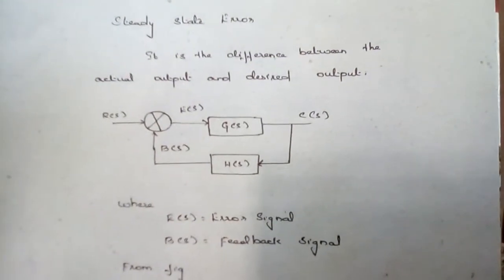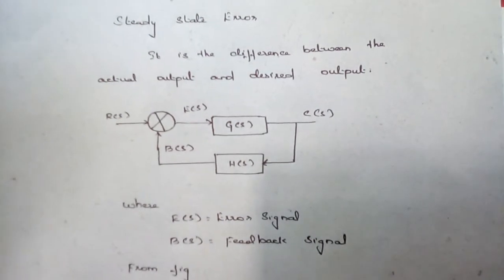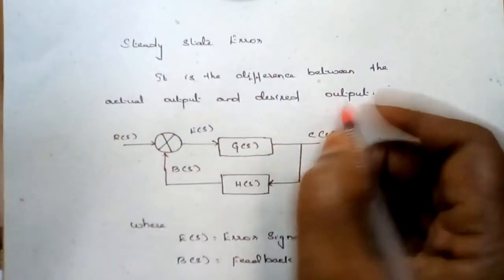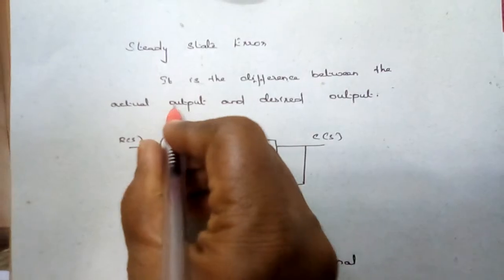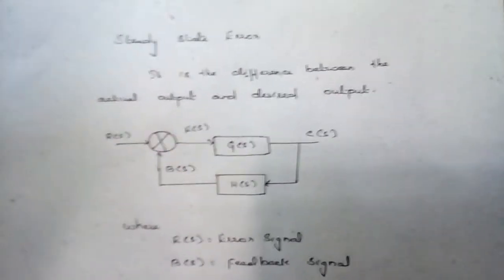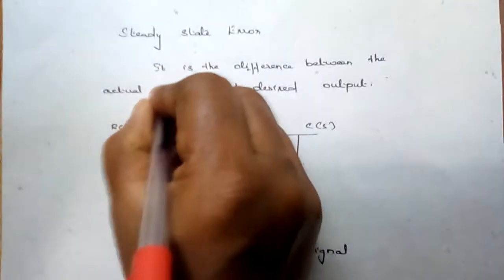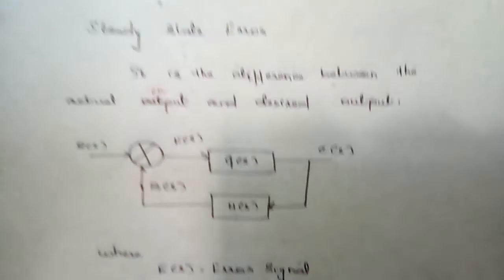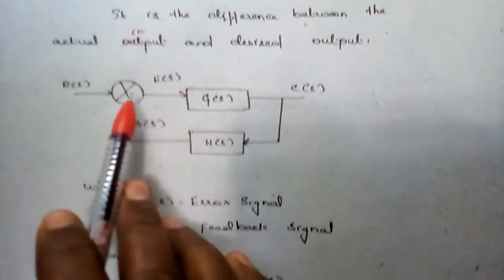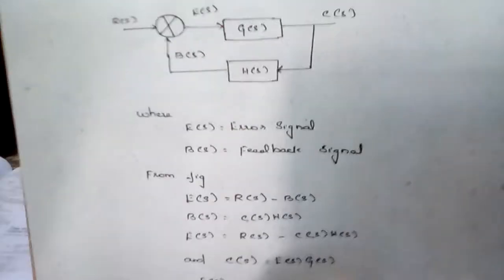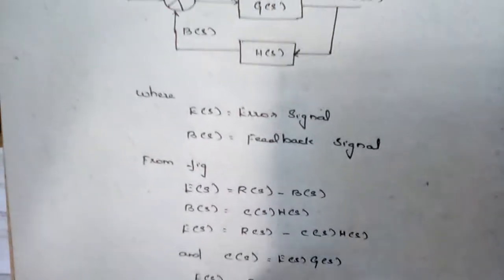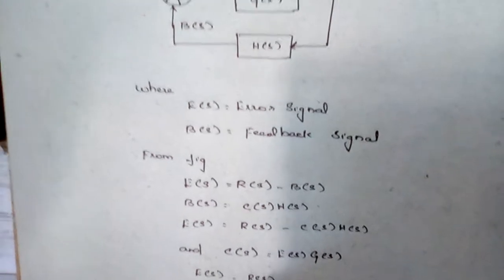Error is defined as the difference between the actual output and the desired output, or the actual input and the desired output. Okay, so this is known as the error definition. Here I have a summer, and the feedback H of s is fed back to the error detector. So the error E of s is given as R of s divided by 1 plus G of s H of s.